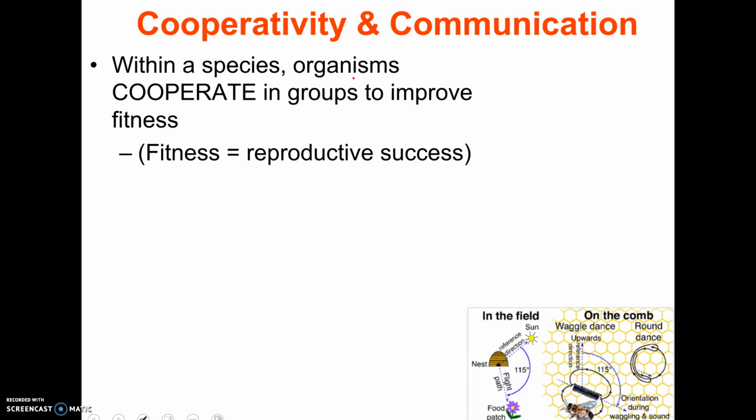In order for organisms to survive, especially if they live in groups, they typically need to cooperate with one another and communicate with one another. And this would improve the fitness of that species. So keep in mind that fitness has nothing to do with being strong. We usually think of physical fitness. But what we're talking about here is fitness as in reproductive success. We would say, in an evolutionary sense, that an organism that has the highest fitness is the one that has the most babies, because that means it's passed its genes on to the next generation.